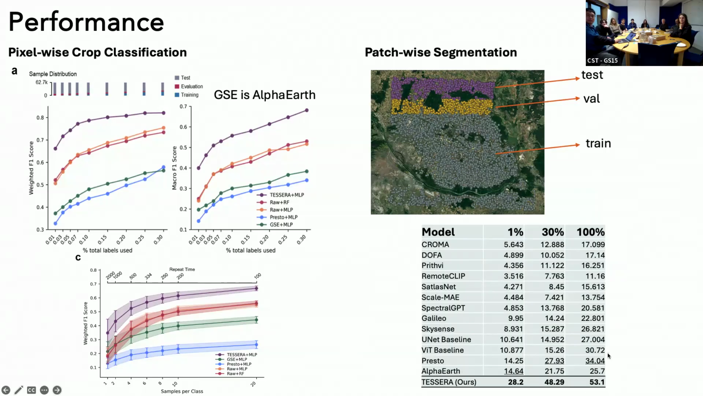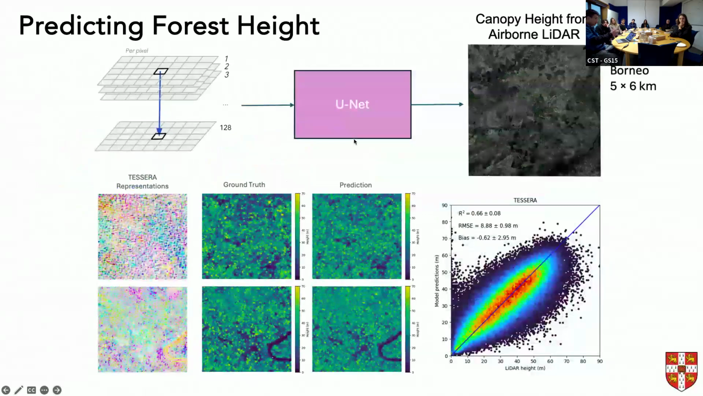And TESSERA is here. You can see, 1% means we only use 1% of patches, 30% means, and 100% means we use all the training patches. So TESSERA can achieve 53. This metric is, I think, intersection over union, which is very popular when evaluating models in segmentation tests. So TESSERA can achieve 53, which is, I think, far beyond all other foundation models, and even under very limited training data, let's say 1%, we can still achieve 28. So yeah, this is really good on the crop classification test.